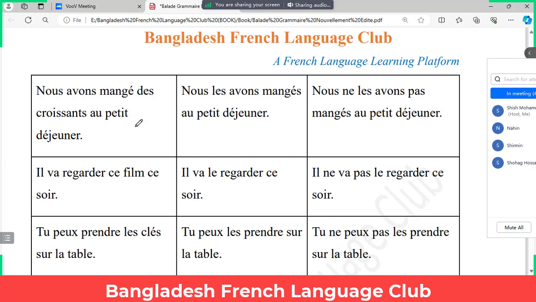Okay, please go ahead with this sentence. Nous avons mangé des croissants au petit déjeuner. Here, which one is the object? Des croissants, right? So mainly the croissants. So how do you change it? And is it a direct object or an indirect object?